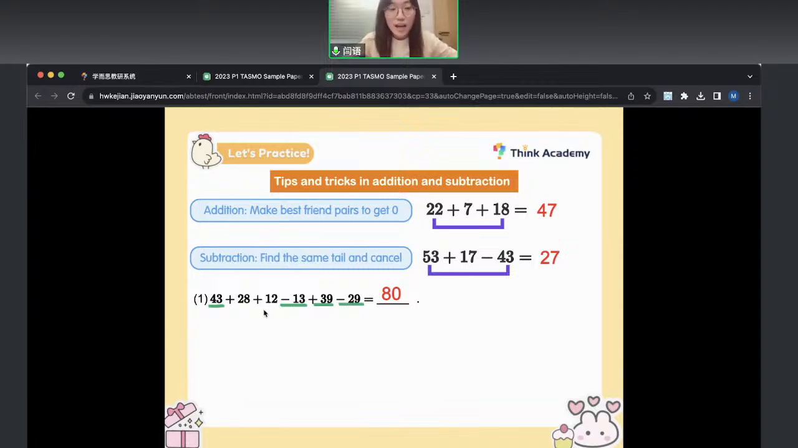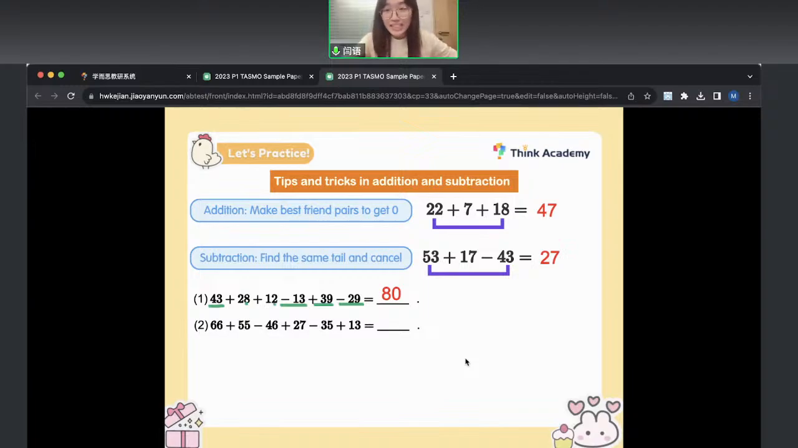So now you see, what about the 28 and the 12? You see the last digit, 8 and 2, you can make a 0. So in this way, we can get our final answer is 80. Understand? Okay, correct. Good job. So after this, let's have a look for the second one. Again, another challenge question for you.